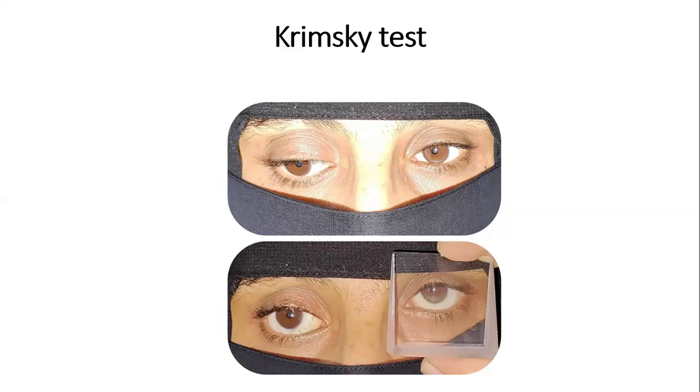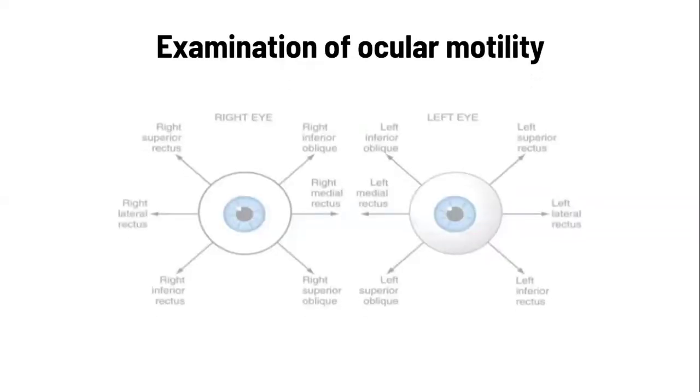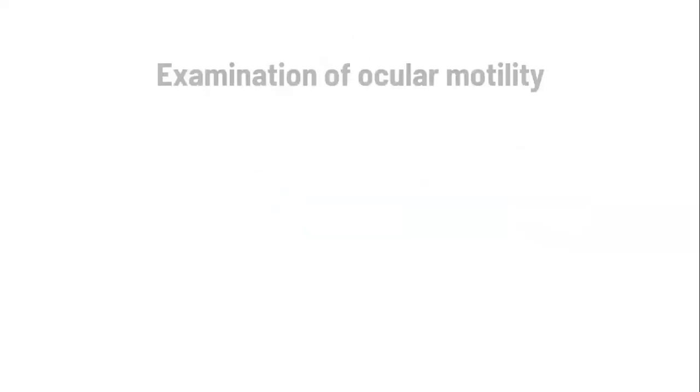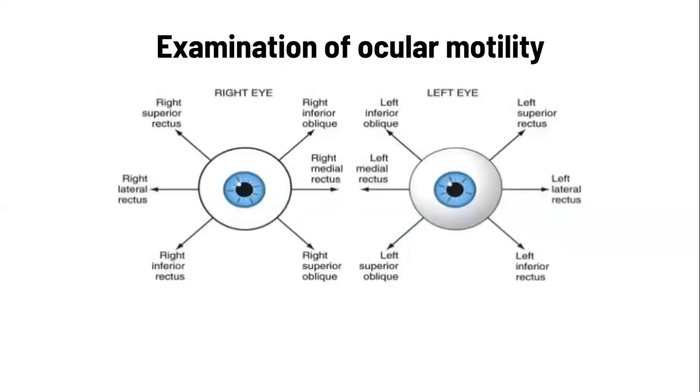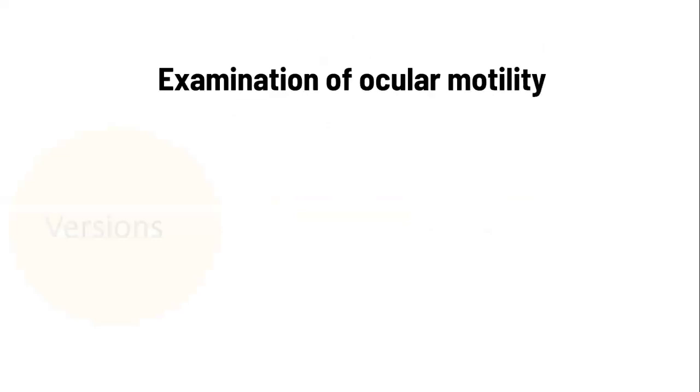Okay? So after finishing the cover test, cover, uncover, alternate prism cover, you will go for extraocular motility examination. So that is only the chart. You need to know this by heart. So when you are doing the extraocular motility, you know which muscle is overacting or underacting. So it's extremely important to know this by heart.